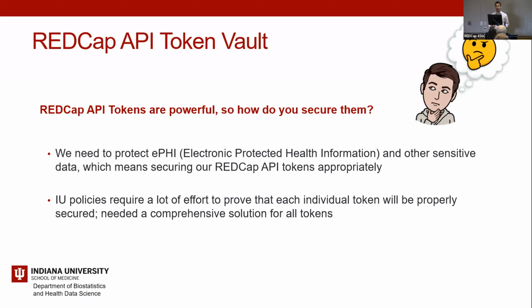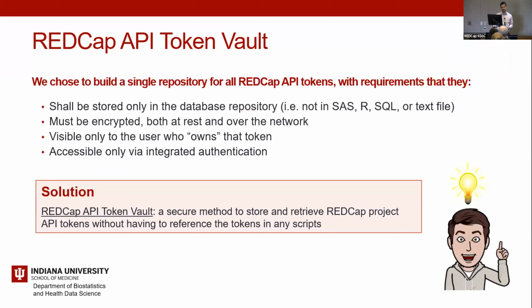Inherently, these tokens are really powerful, but they also can create potential security concerns. So we obviously need to protect the sensitive information we're collecting in REDCap, which means we need to secure the REDCap APIs appropriately. IU policies require a lot of effort to prove that each individual token is properly secured. But as a department, we wanted to develop a comprehensive solution for all users and all tokens that we were using. So we chose to build a single repository for all REDCap API tokens with the following four requirements.